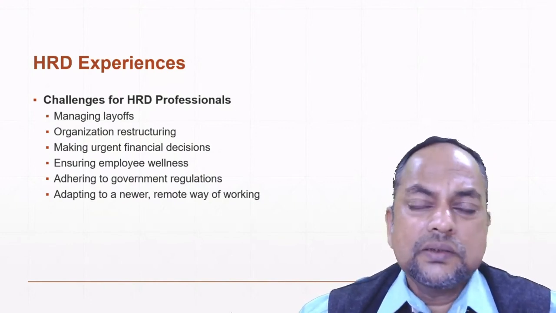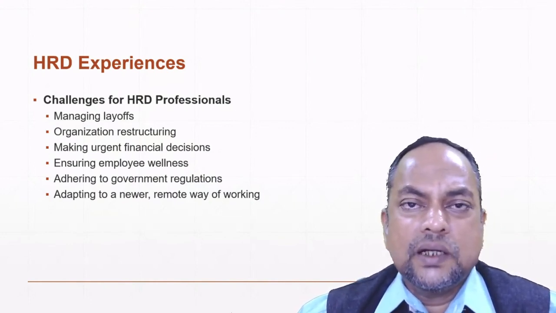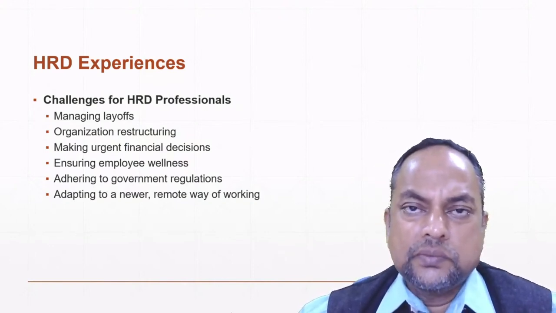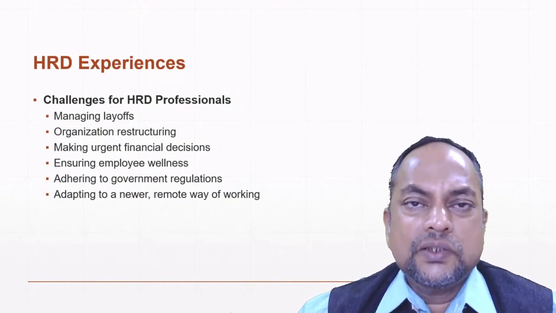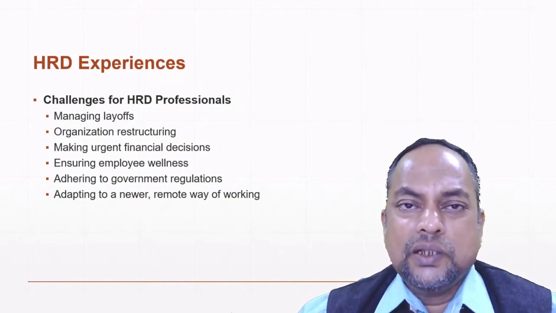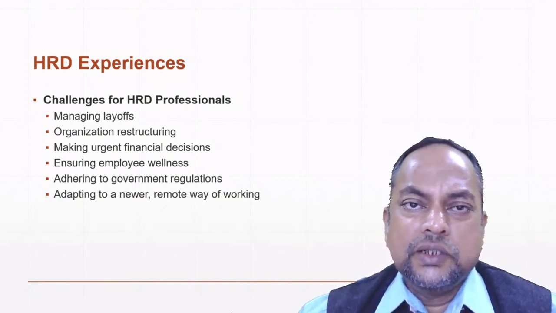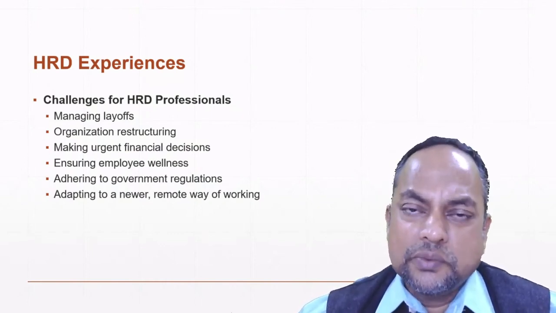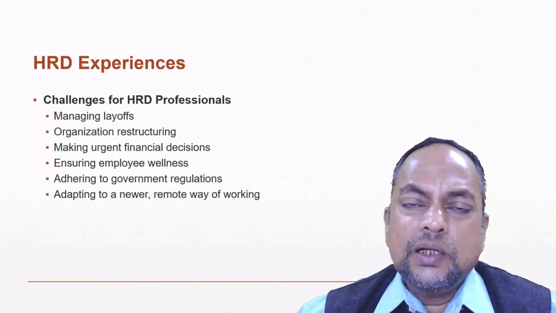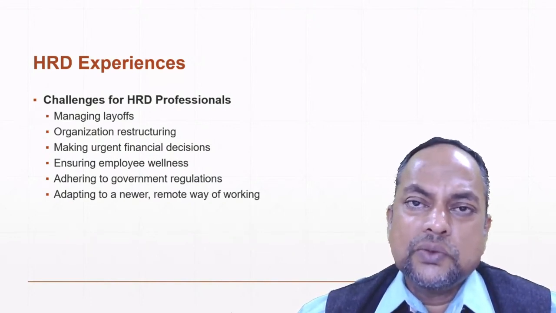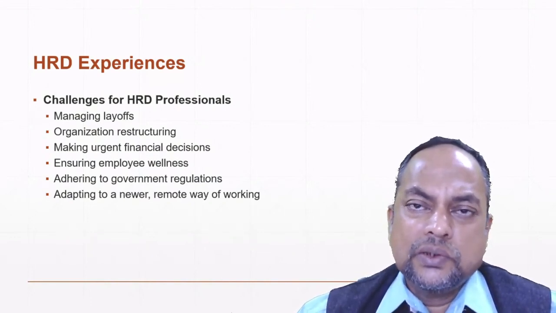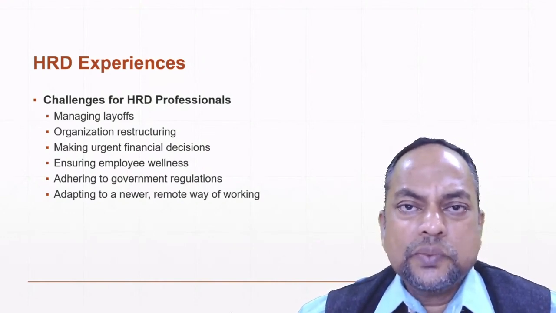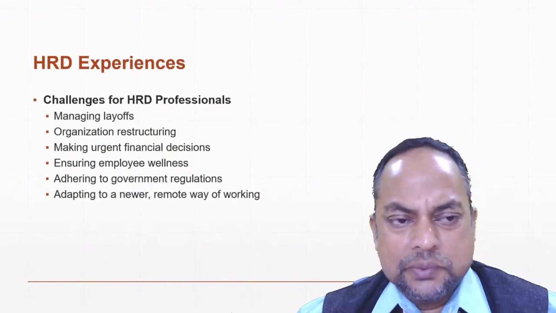One of the bigger challenges: how do they manage layoffs? With the growth of science and technology, with advancements of technology, artificial intelligence, when we start automated manufacturing processes, unless and until the people of the organization upgrade themselves with the technological advancements, they'll become obsolete. And it happens, people do become obsolete.